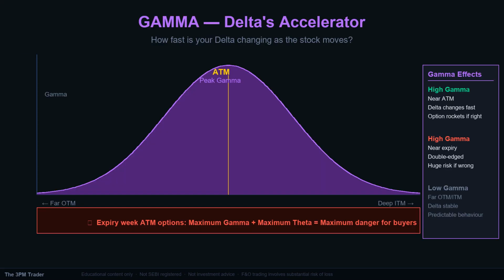The last Greek is gamma. Gamma is the rate of change of delta. If that sounds complex, here is the simple version. Gamma tells you how fast your delta is changing as the stock moves. At the money options have the highest gamma. Deep in the money and far out of the money options have low gamma.